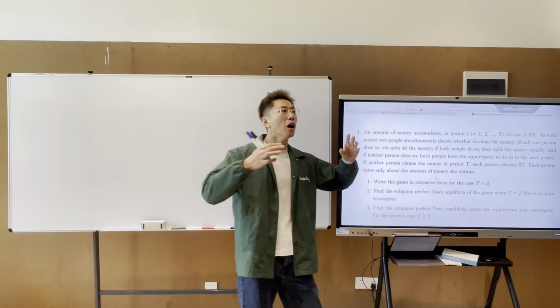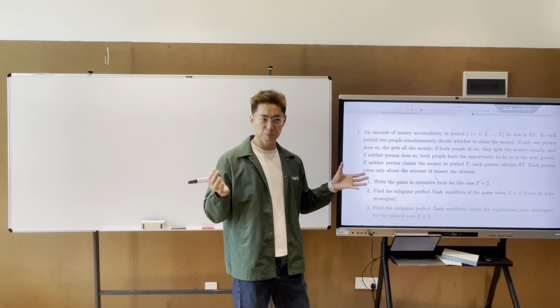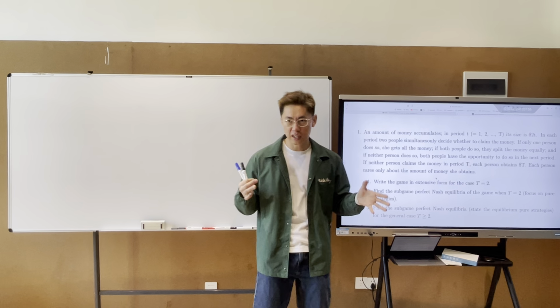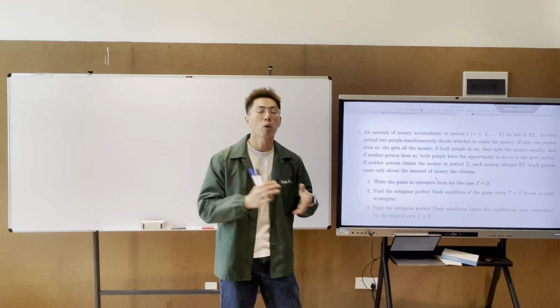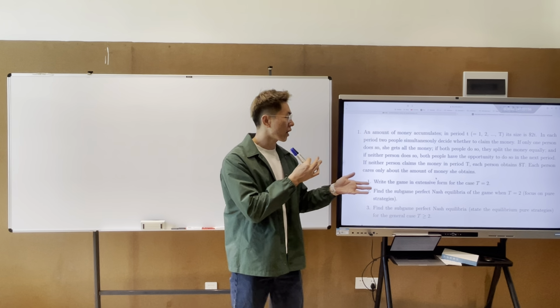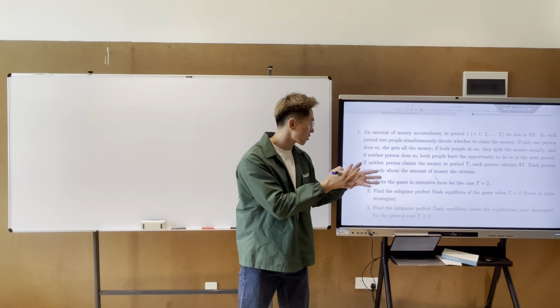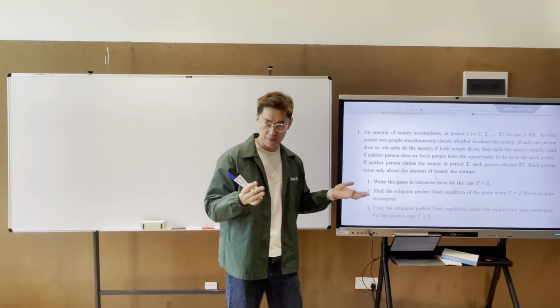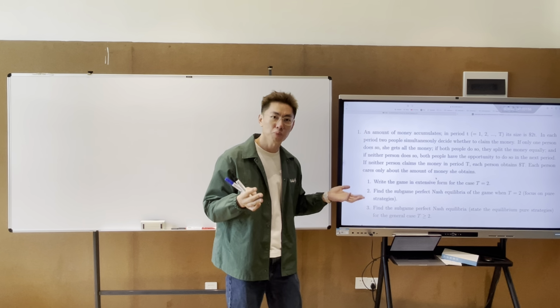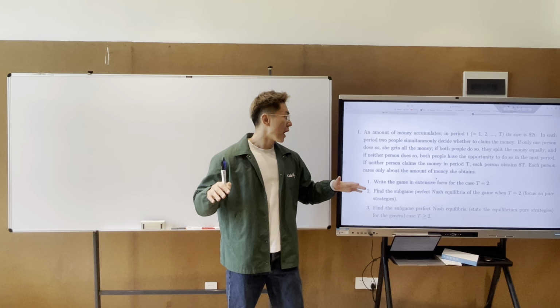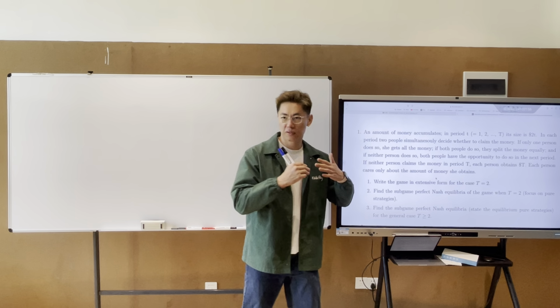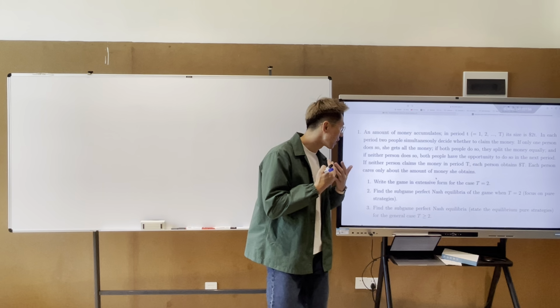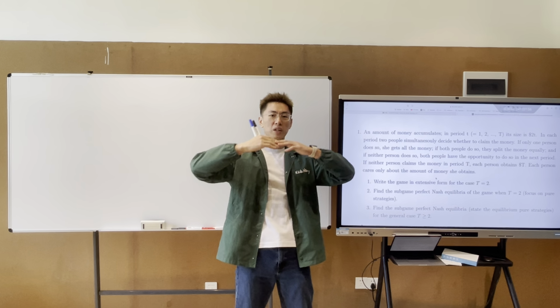That means in one period, both people simultaneously decide whether to claim the money or not. And if only one person claims the money, that person will get all the money accumulated, right? And if both of them choose to claim, then they will split the money equally. And if neither person claims the money, then the game moves on to the next period.